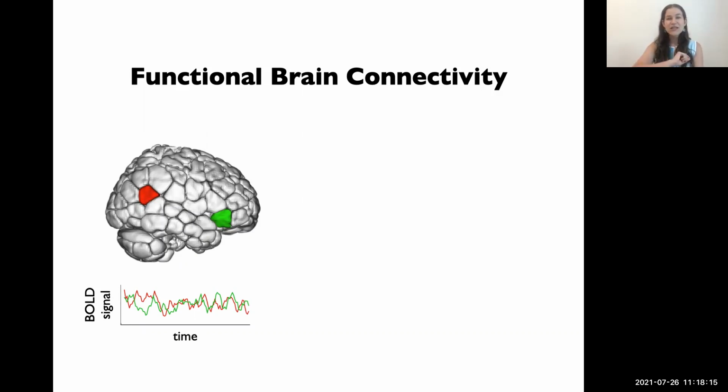And we look at the blood oxygen level dependent signal in every node of the brain. That's what we call these individual regions of the brain. And we correlate signal time courses in spatially distinct parts of the brain. For example, in order to measure the functional connection between this region of the brain or node in red and the node in green, we just correlate their signal time courses.